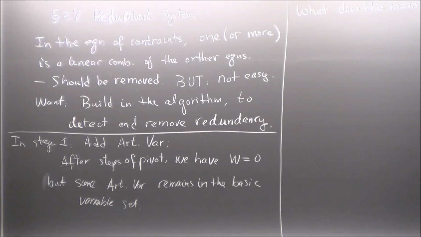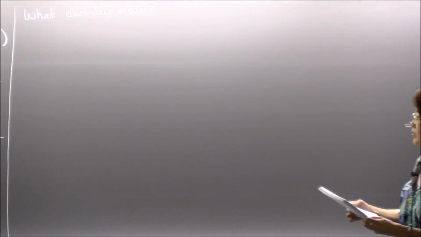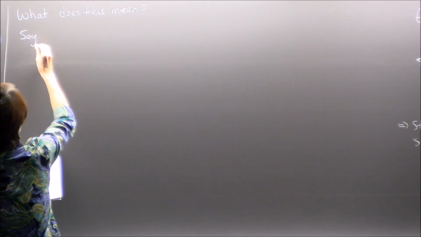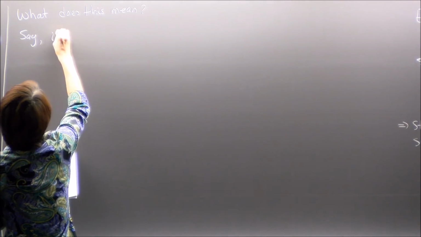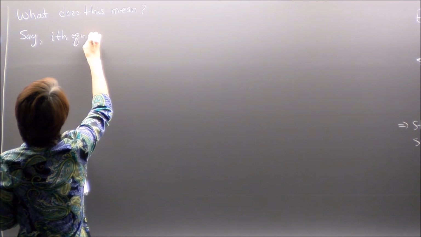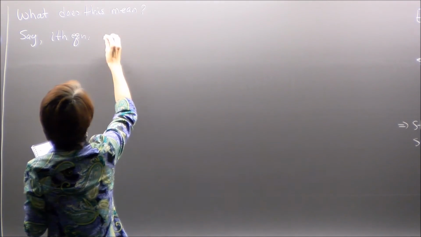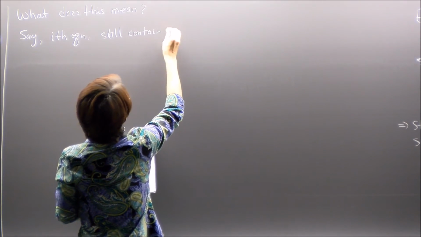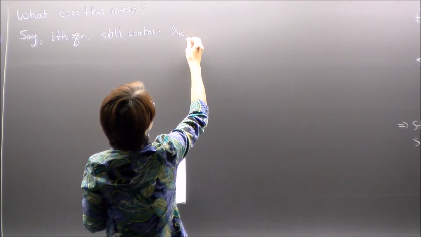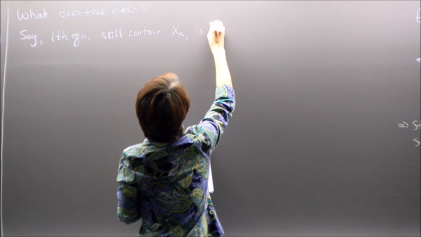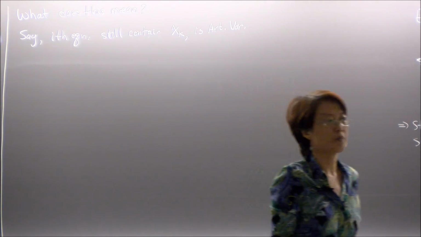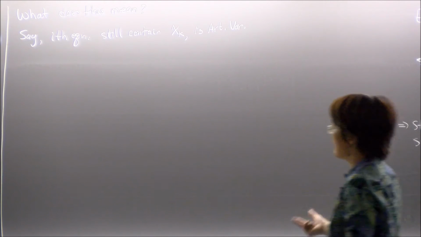Okay? So let's say I did some pivot and I found W equal to 0, but at equation number i, let's say I just generically say, the ith equation that I have here would still contain an xk, which is an artificial variable. Okay? Let's say this happens. So let's write out this ith equation.